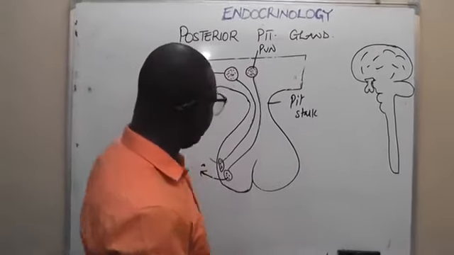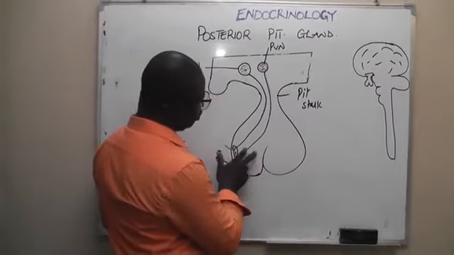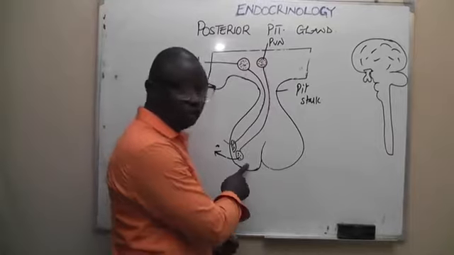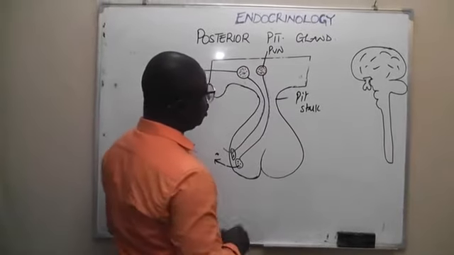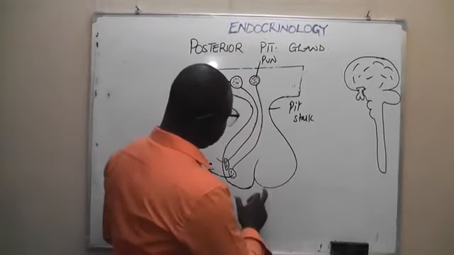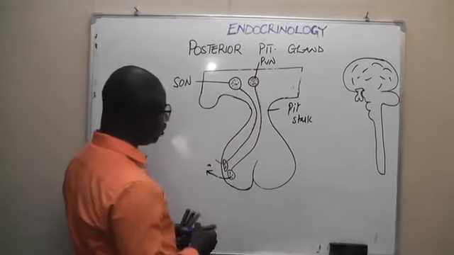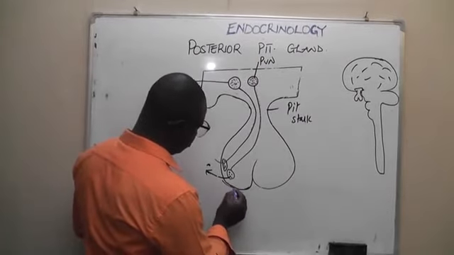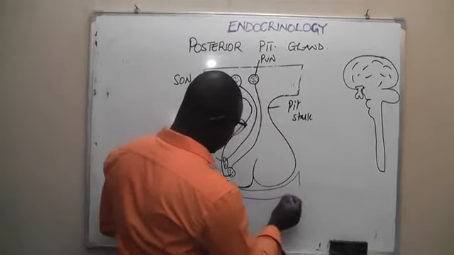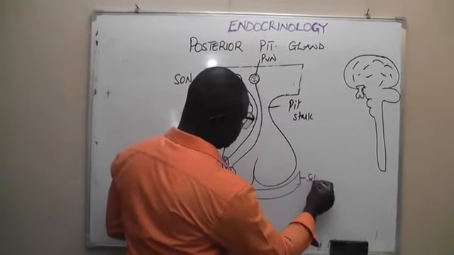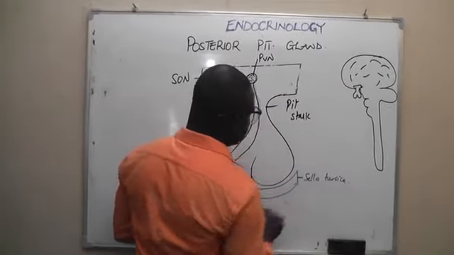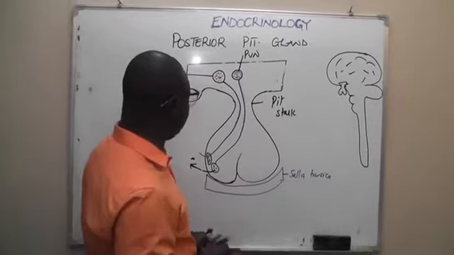It is made up of two lobes, the posterior lobe and the anterior lobe. The posterior lobe is also known as the neurohypophysis, while the anterior lobe is known as the adenohypophysis. The gland sits on top of a bone, and this bone is known as the sella turcica. It is actually a sphenoidal bone.